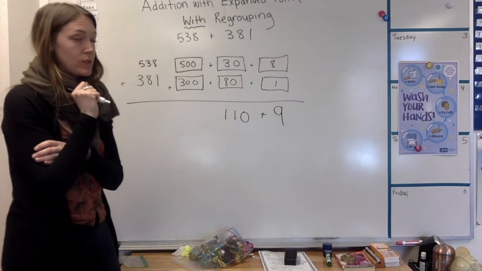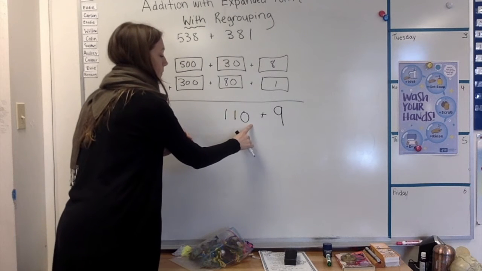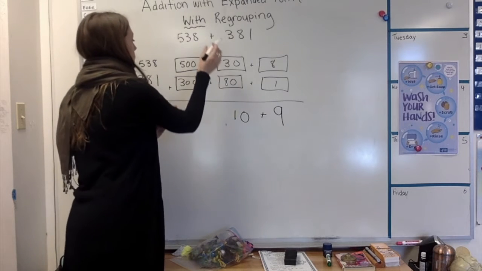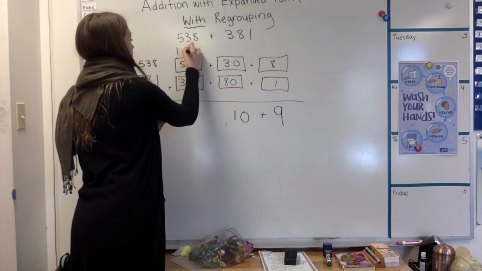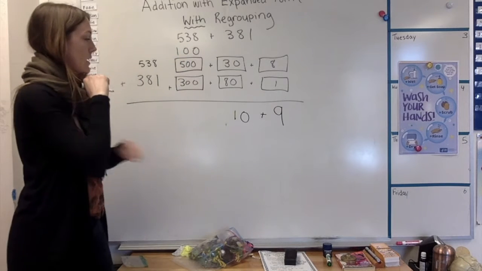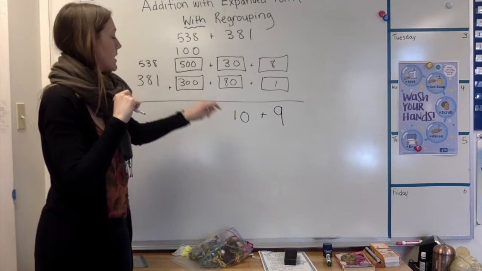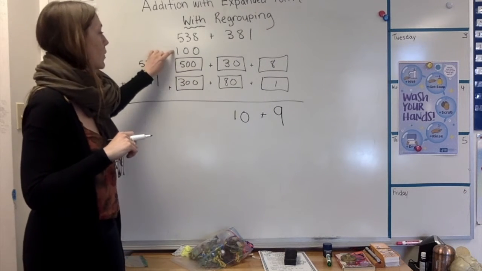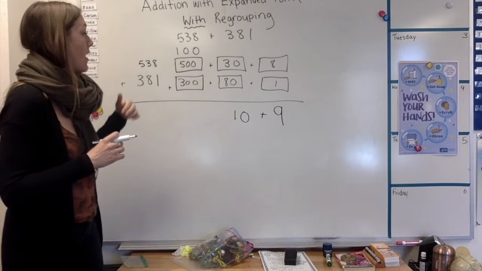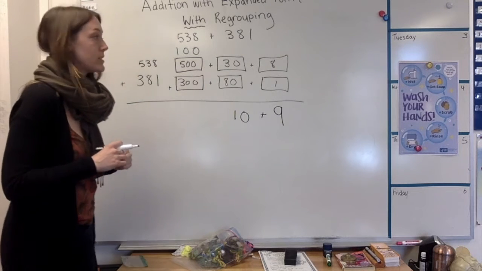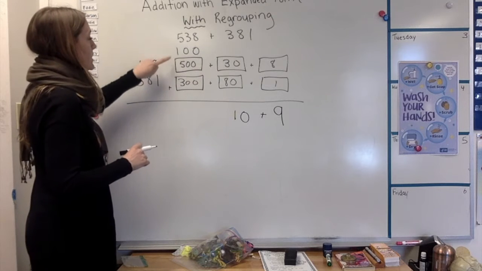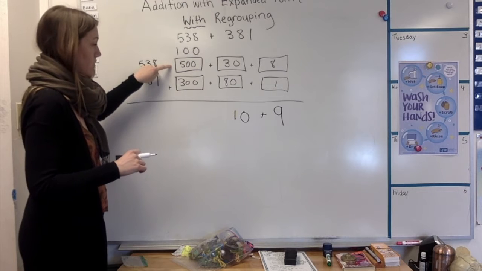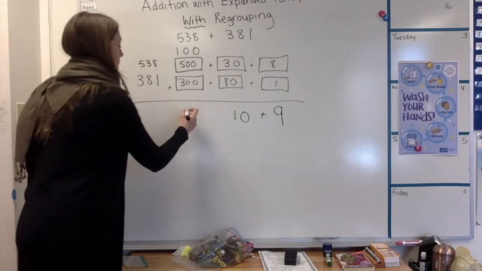So here's what I'm going to do. I'm going to leave the 10. I'm going to take the 100, and I'm going to put the 100 in the hundreds place. So I still have 110, but I have the 10 in the tens place, and I have the 100 in the hundreds place. And then I can add together my hundreds. So I have 100 plus 500, which is 600. 600 plus 300 is 900.